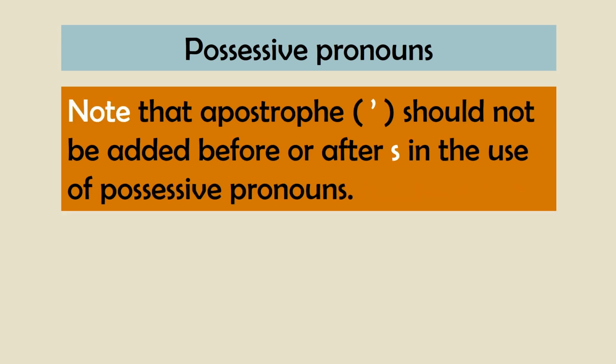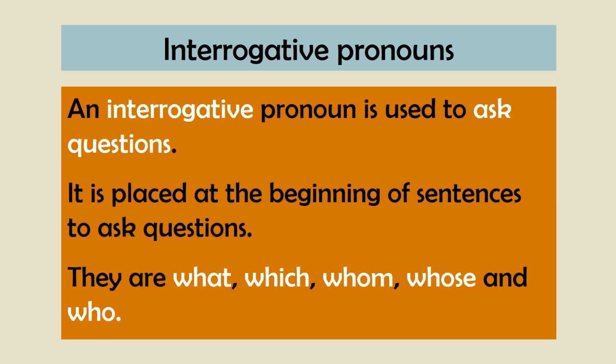Note that an apostrophe should not be added before or after s in the use of possessive pronouns. Interrogative pronouns. An interrogative pronoun is used to ask questions. It is placed at the beginning of sentences to ask questions. They are what, which, whom, whose, and who.